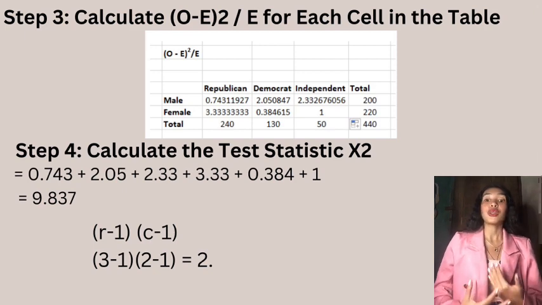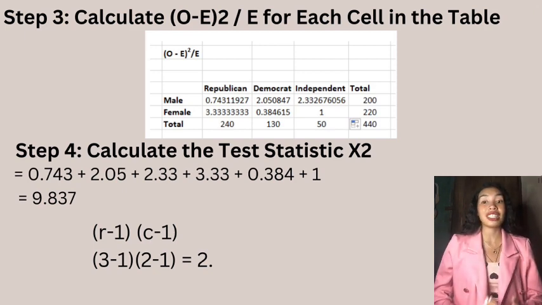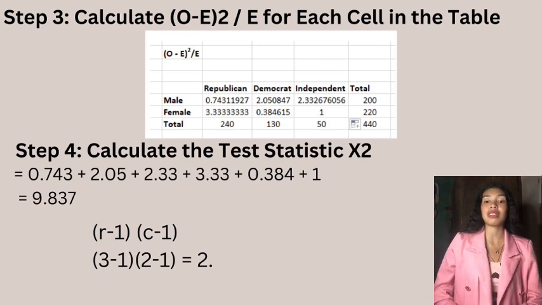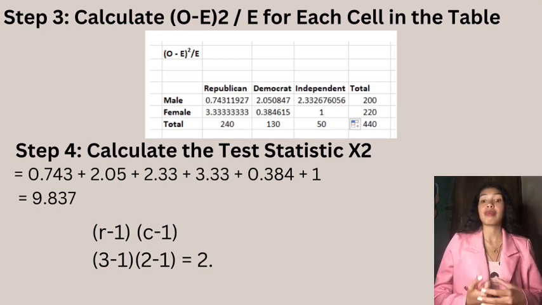So finally, you compare our obtained statistic to the critical statistic found in the chi-square table. As you can see, for an alpha level of 0.05 and 2 degrees of freedom, the critical statistic is 5.991, which is less than our obtained statistic of 9.83. So you can reject our null hypothesis because your obtained statistic is higher than the critical statistic. So this means you have sufficient evidence to say that there is an association between gender and political party preference.